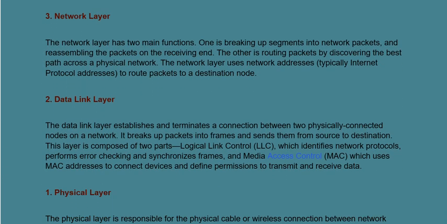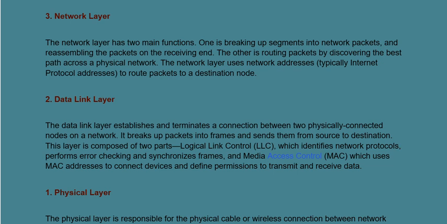The third layer is the network layer. The network layer has two main functions. One is breaking up segments into network packets and reassembling the packets on the receiving end. The other is routing packets by discovering the best path across a physical network. The network layer uses network addresses, typically Internet Protocol addresses, to route packets to a destination node.